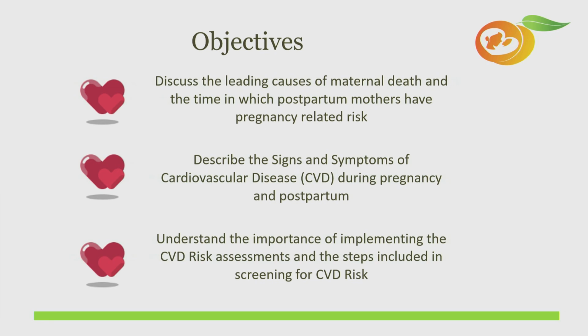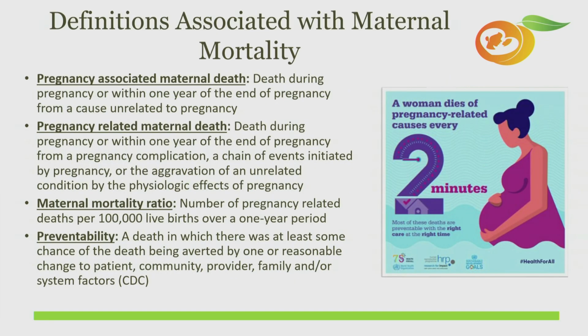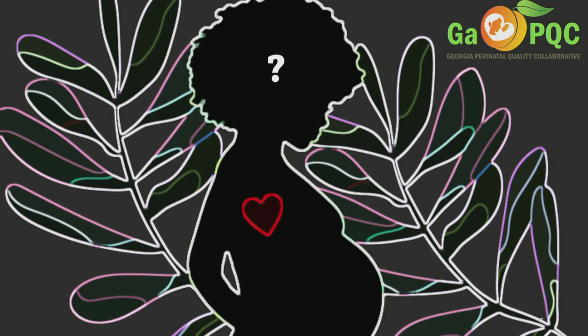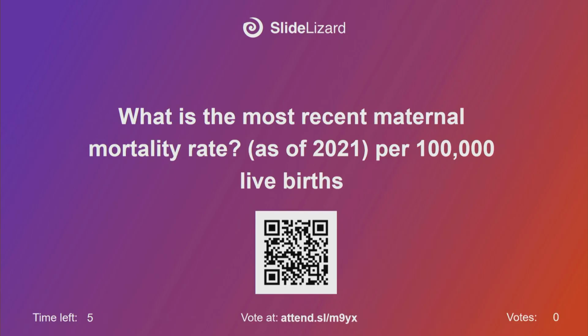And so I won't read over these, but you can see we'll discuss causes. We're going to talk about signs and symptoms, talk about our risk factors, a CVD risk assessment, and then do some case studies. You saw this earlier. This is really just some definitions, so just recognizing there's a difference in pregnancy associated and pregnancy related, and we know that our maternal mortality ratio is based on those pregnancy related deaths per 100,000. And let's ask this question.